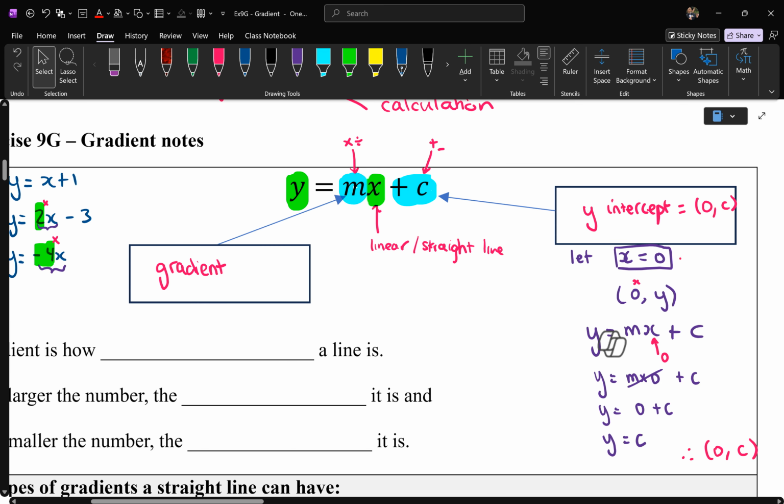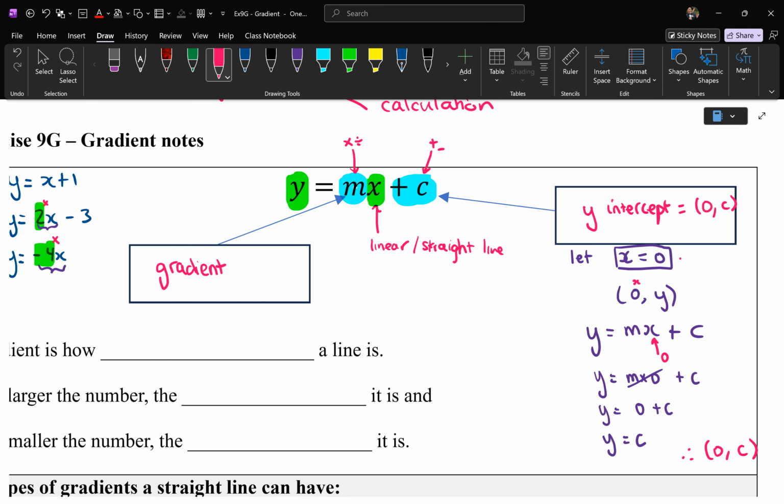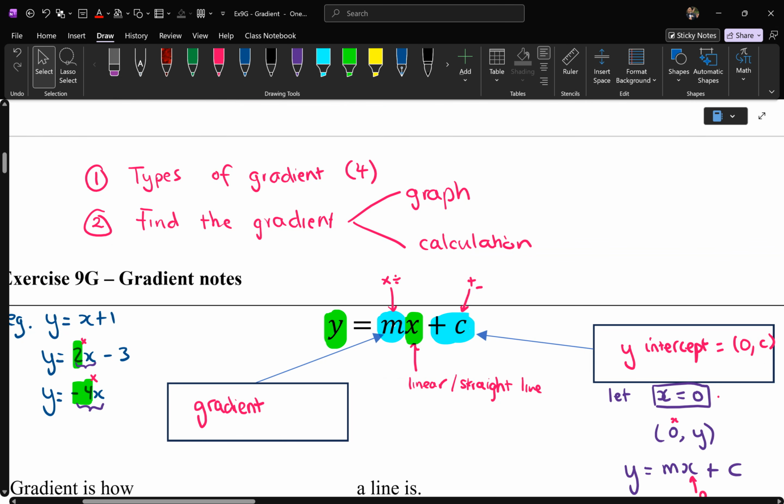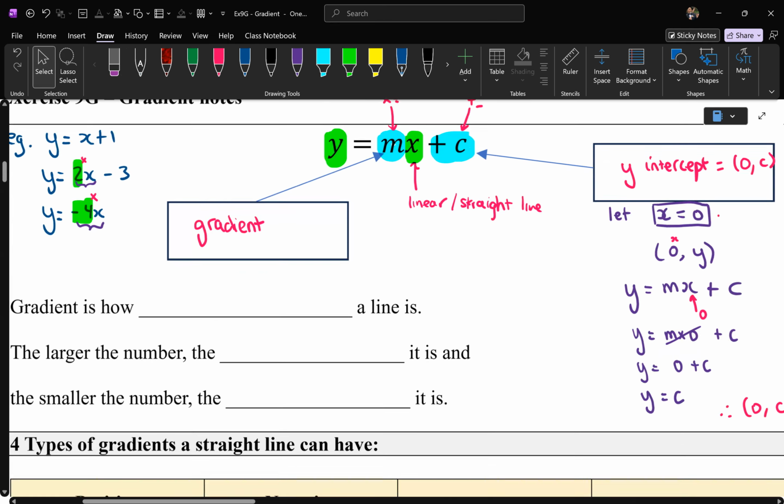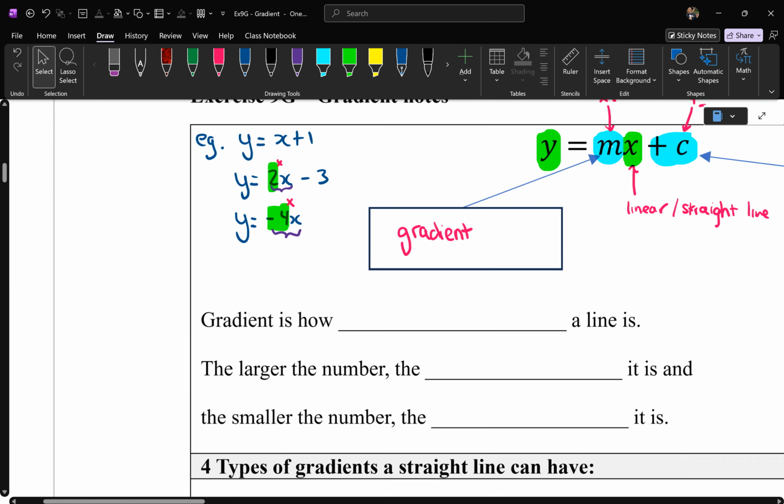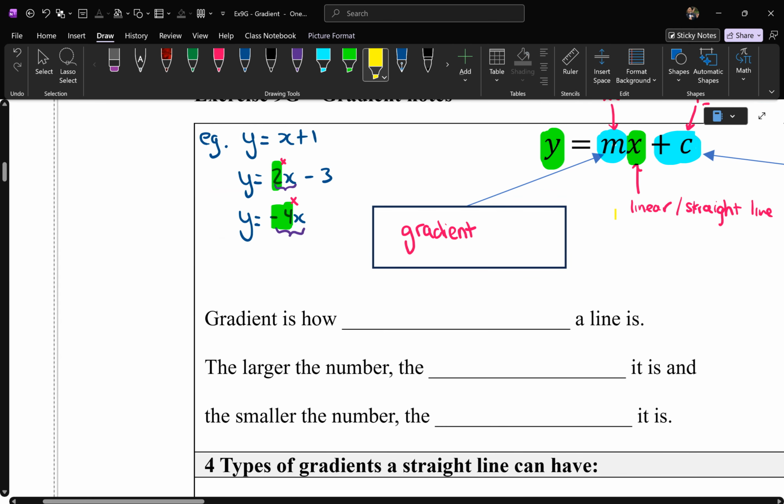Okay, so that's a bit of a theory that you don't need to know. I just thought I'd show you. Okay, remember the main focus for today is finding the gradient and then determining the types of gradients. Okay, so you don't need to know the y-intercept. It's just nice to know. All right, gradient. So let's go back. What is the gradient? The gradient is the number that you're multiplying to x. Okay, so the number in front of x, that's the gradient.